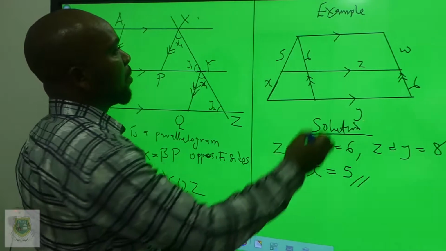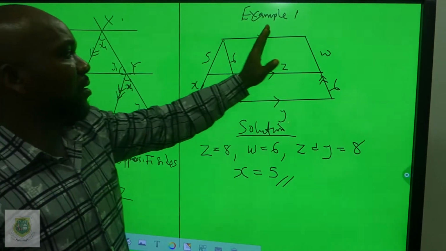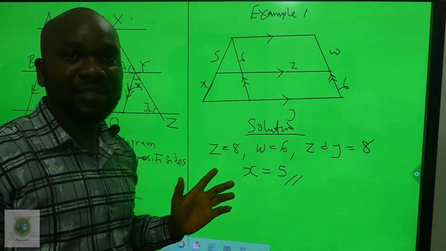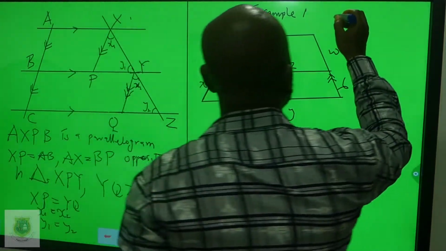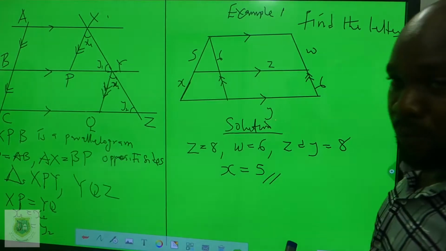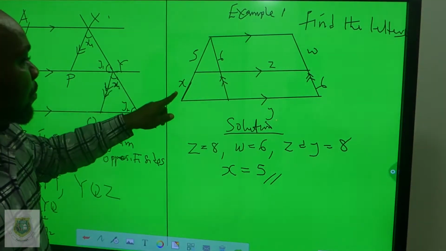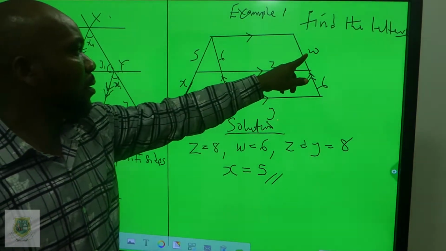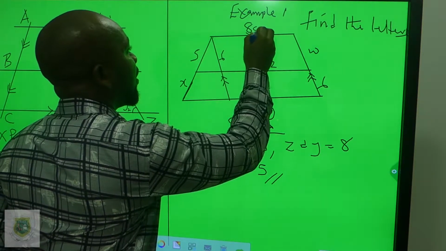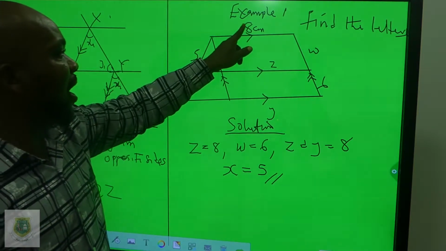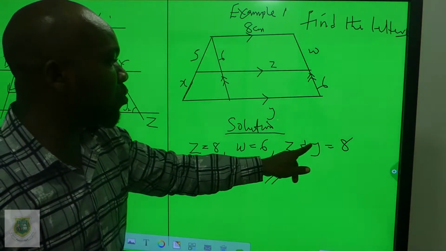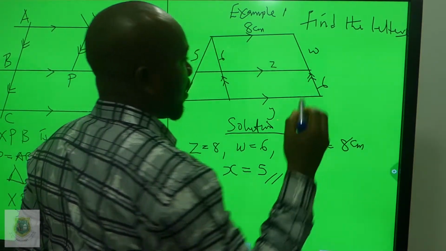Look at this example. This is a parallelogram, like this and this. These are three parallel lines. Then we are now to find the letters. What are the letters? X, Z, W, Y. Here is 8 cm. If 8 cm is here, which means our Z should be 8 cm and Y should be what? Look at it: Z is equal to Y is equal to 8 cm.